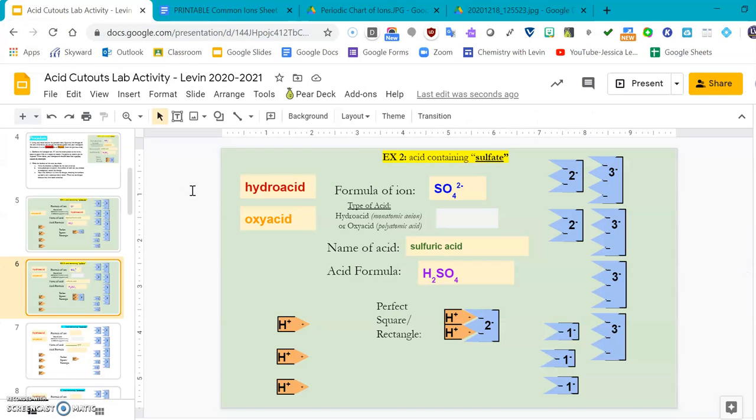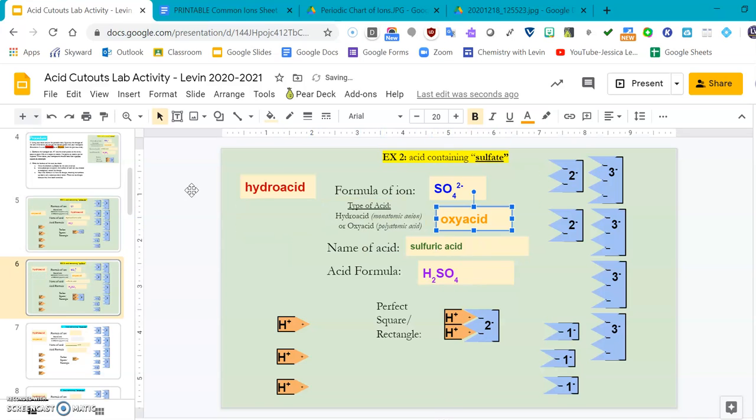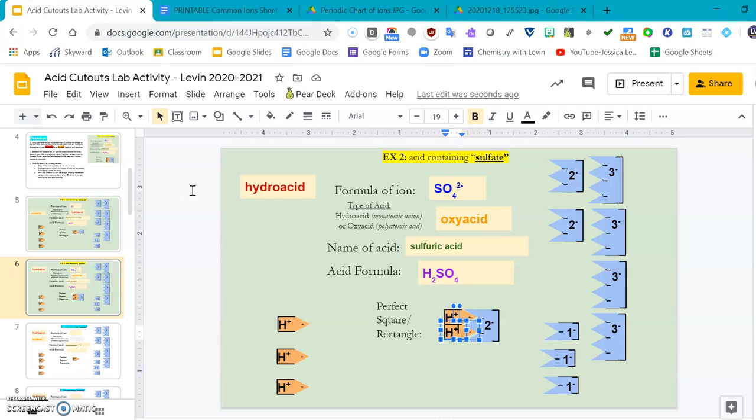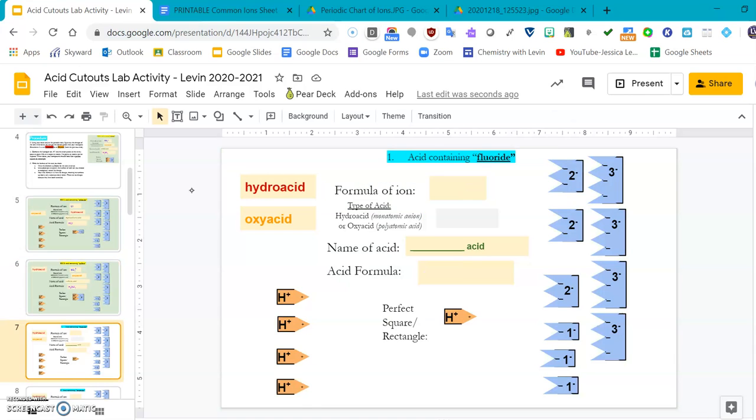SO4 2 minus is an oxyacid. That is an acid that contains a polyatomic ion. And I ate the whole chocolate cake dessert, so I got sick. So this is sulfuric acid, H2SO4. And I dragged my H's and my SO4 2 minus over here so that I make my nice perfect rectangle. All right, so let's take a look.